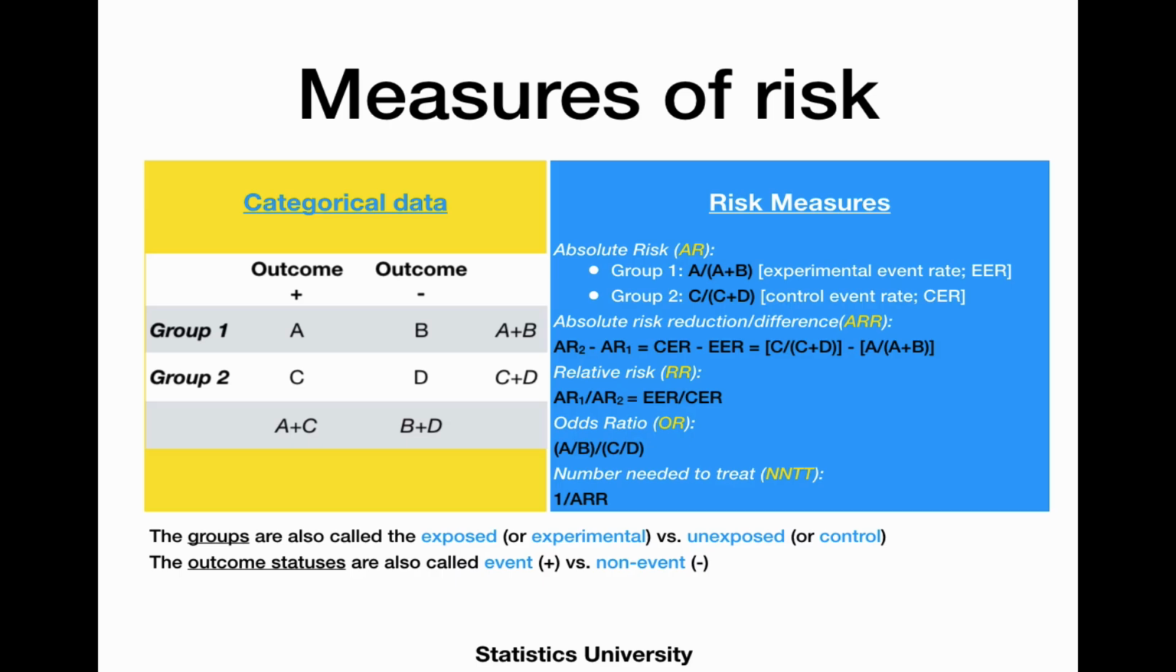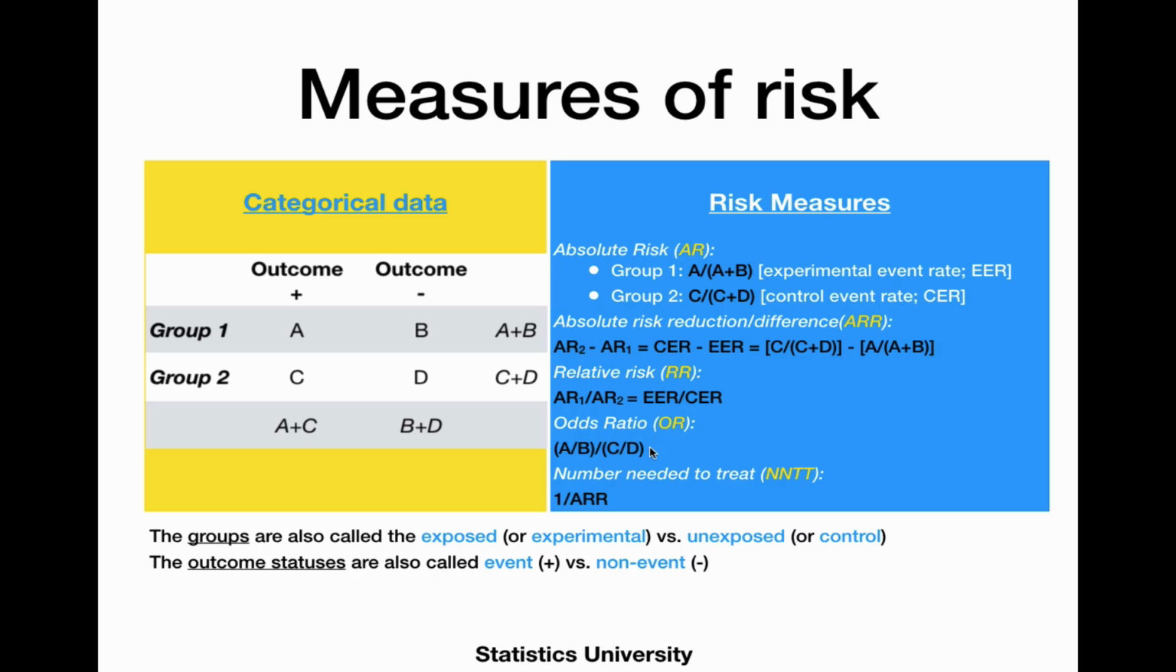And there's something I want to point out, that group 1 is usually the experimental group, so the absolute risk in that group becomes the experimental event rate. Whereas group 2 is usually the control group, and the absolute risk in that group is called the control event rate. So the absolute risk reduction is the control event rate minus the experimental event rate, whereas the relative risk is the experimental event rate divided by the control event rate.